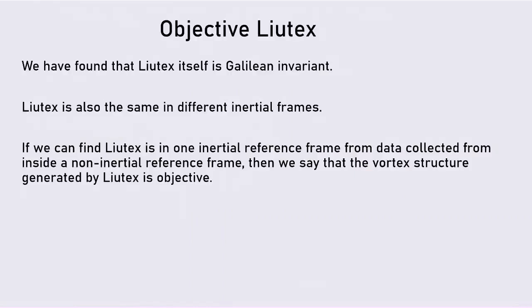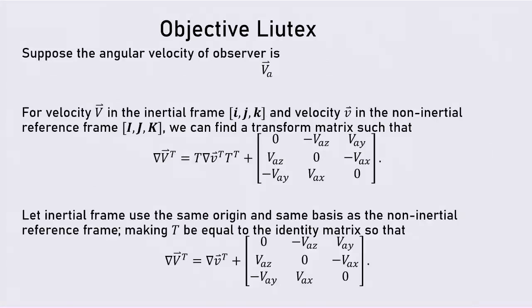I'm going to be talking about objective Liutex now. We have found that Liutex itself is Galilean invariant. Liutex is also the same in different inertial reference frames. If we can find Liutex in one inertial reference frame from data collected inside a non-inertial reference frame, then we can say that the vortex structure generated by Liutex is objective. This is the concept of objective Liutex.